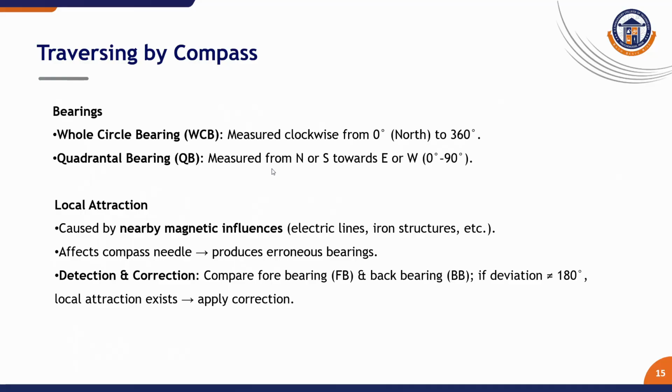A major challenge is local attraction, where nearby magnetic objects like iron ore, electric lines, or even a pocket knife can deflect the compass needle, giving erroneous readings. It is detected by checking whether the fore bearing and back bearing of a line differ by exactly 180 degrees. If not, a correction has to be applied.